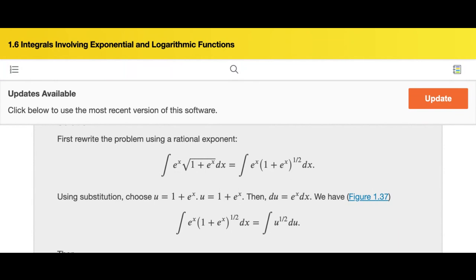Okay, so this one is a little bit different, right? Because this one we have a product of two functions, both with e to the x. So we let u be 1 plus e to the x. Then how do we write e to the x? That is u minus 1, right? So e to the x is just u minus 1. So u minus 1 times the square root of u.